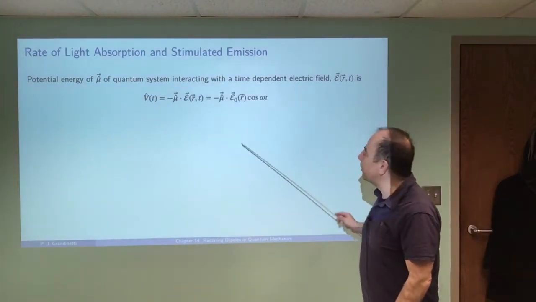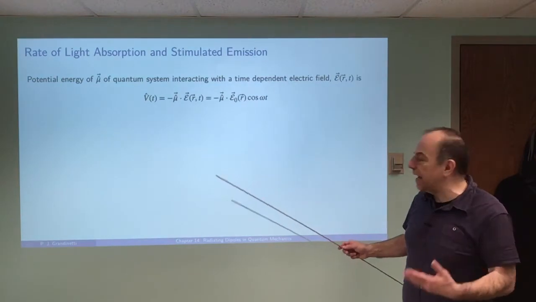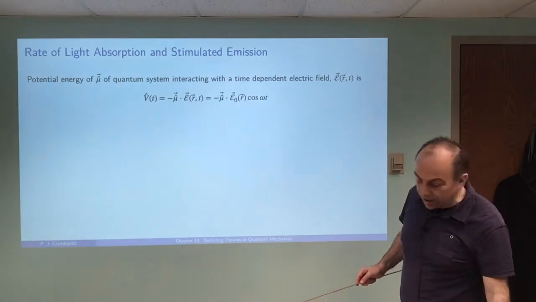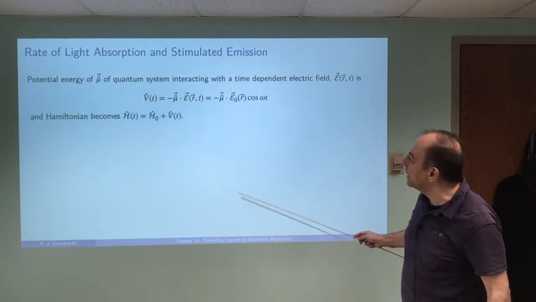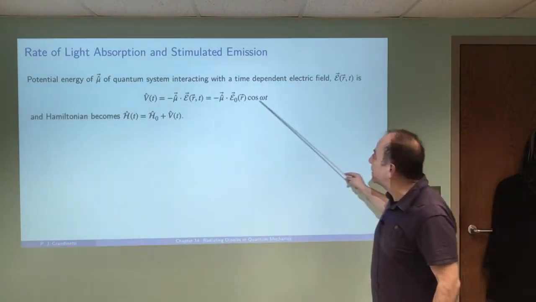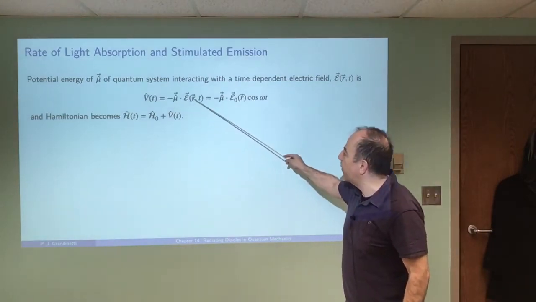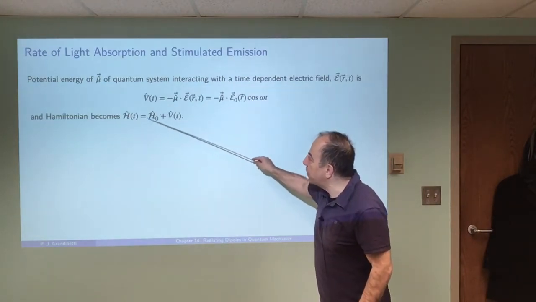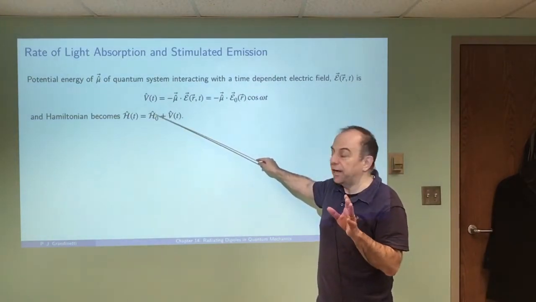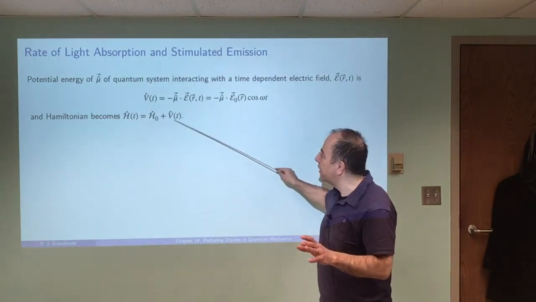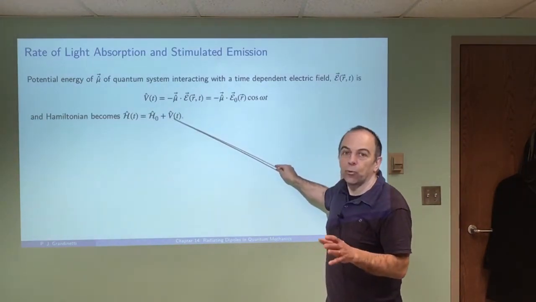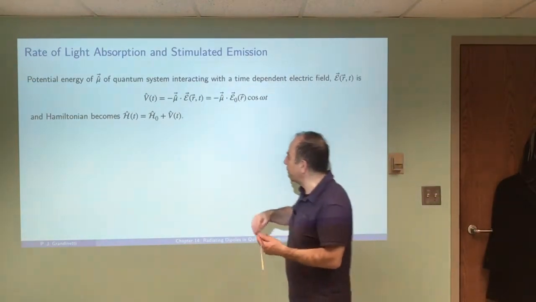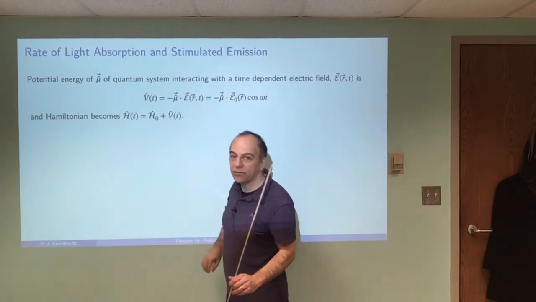So let's take a simple case of a sinusoidal type oscillation. So we have light, which is just with a single frequency, say omega, and it's oscillating. And with this addition of this interaction between the electric dipole moment and the electric field, our total Hamiltonian becomes the Hamiltonian when the oscillating electric field is off, and then this extra term when it's on. So our Hamiltonian will be changing depending on whether the electric field is off or on.